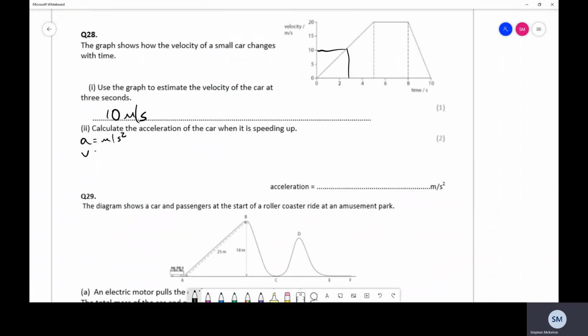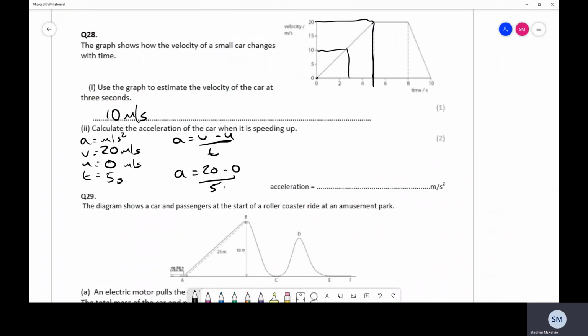For that, I will need the end velocity, the start velocity, and the time taken for the change. End velocity was 20 meters per second. Start velocity was, rather helpfully, 0 meters per second. The time taken for that change was 5 seconds. A is equal to V minus U over T. A is equal to 20 take away 0, divided by 5. I think I can do that in my head. 20 divided by 5 is 4 meters per second squared.